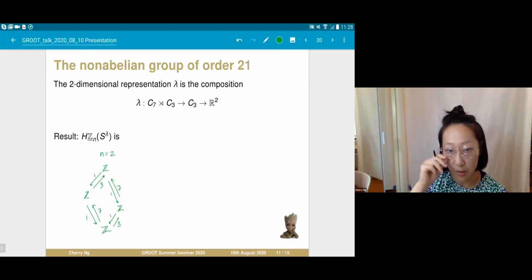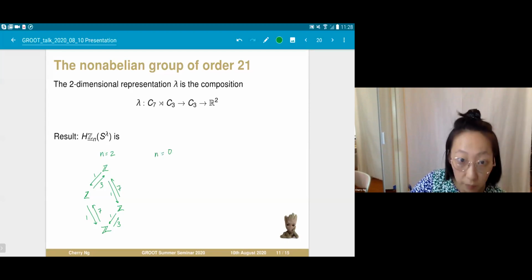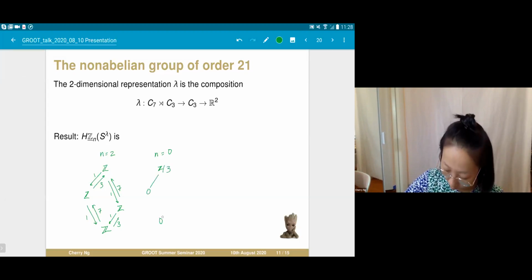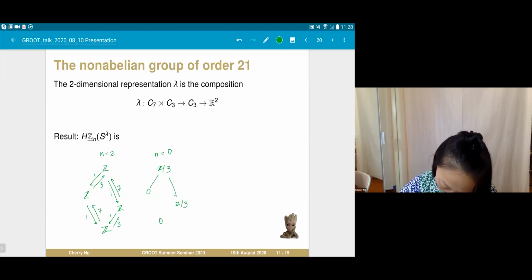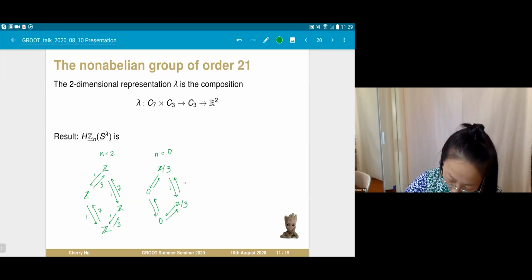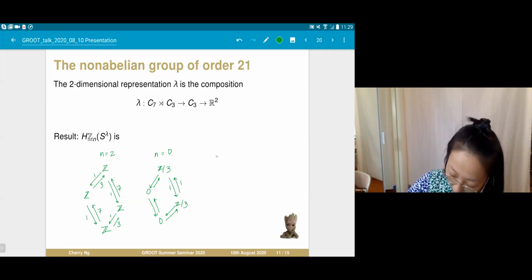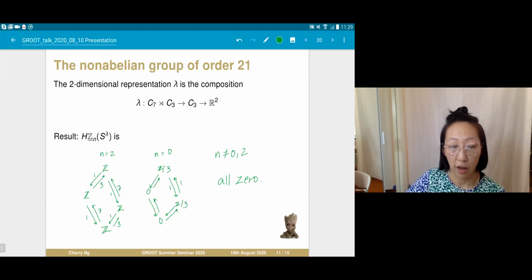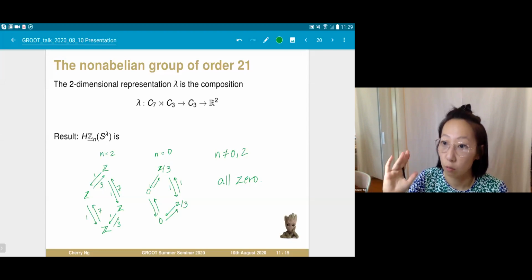and the label on these maps means multiplication by that number. So 1 is just the identity map. And this is 1, 1. And all the other maps are 0. And for n not equal to 0 or 2, these are all 0.